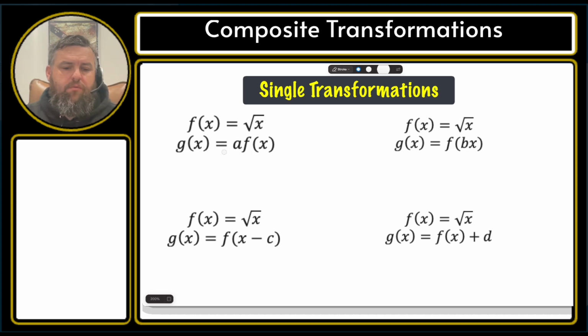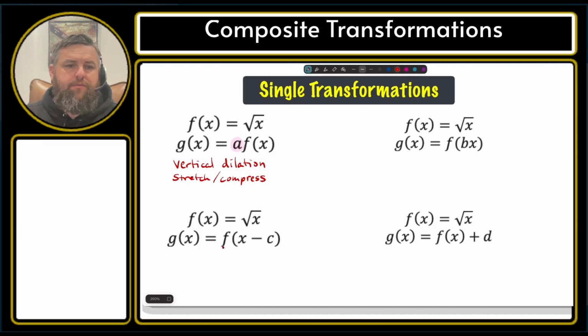Okay, before we get into composite transformations, let's take a quick refresher of what single transformations look like. For all four of these, we're going to be looking at specifically f of x equals the square root of x. The transformation g of x equals a times f of x. This is a vertical dilation. In other words, it will stretch or compress the graph vertically.